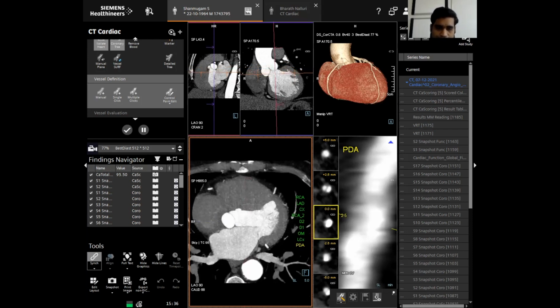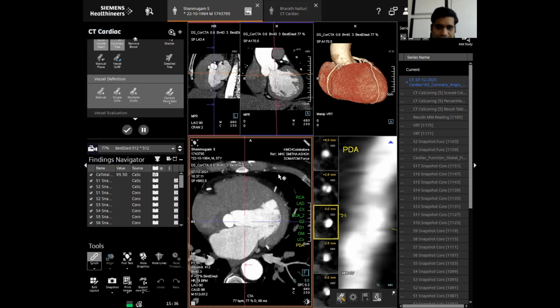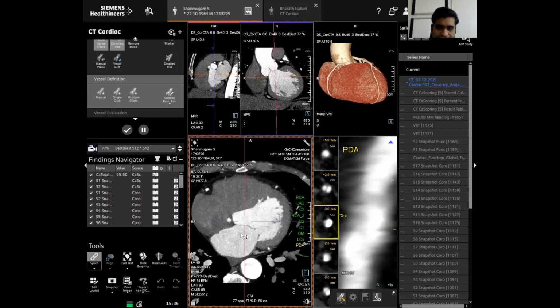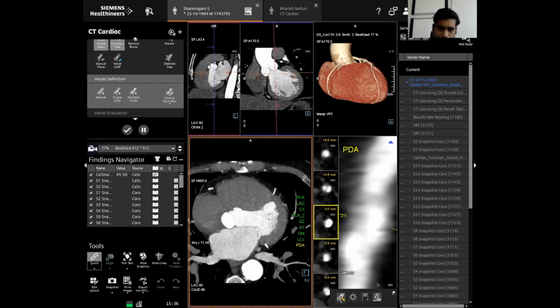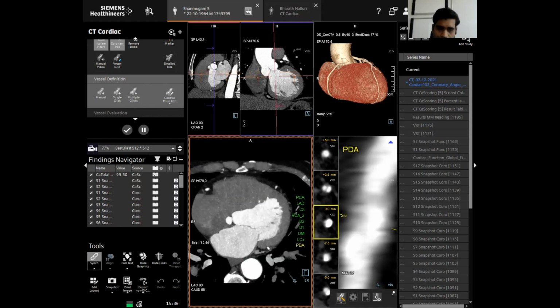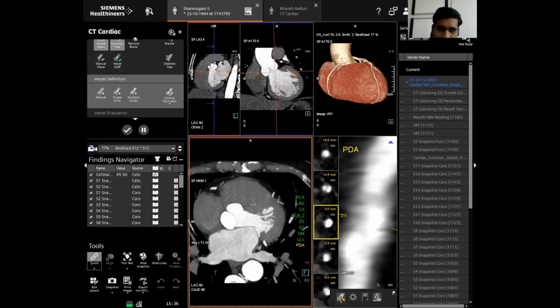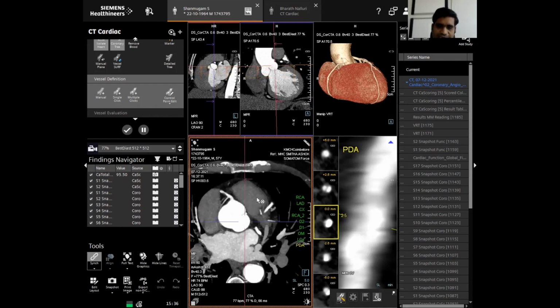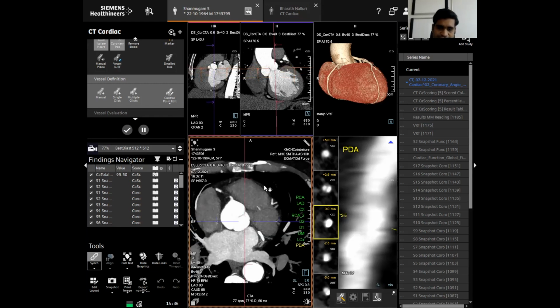As I come down, so this is a kind of four-chamber view. You can see left atrium, right ventricle, left ventricle. Right ventricle is anterior, left ventricle is posterior. Now we are having groove between right and left ventricle. This is called interventricular groove.